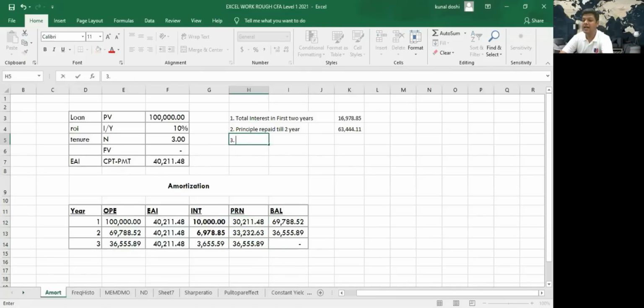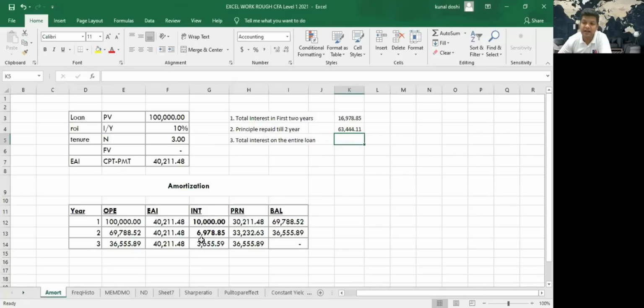And if I ask you the total interest paid on the entire loan, what are you going to do? You're going to simply add all the interest. If you add all these three, you get 26,634.44. What have I done? I've just added all the interest. Are you with me on this?